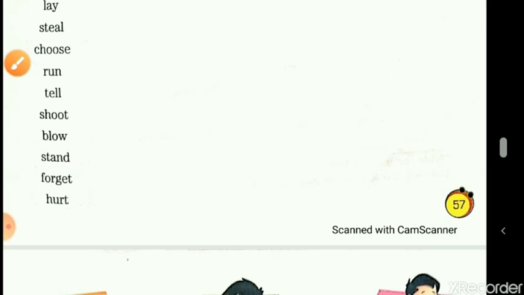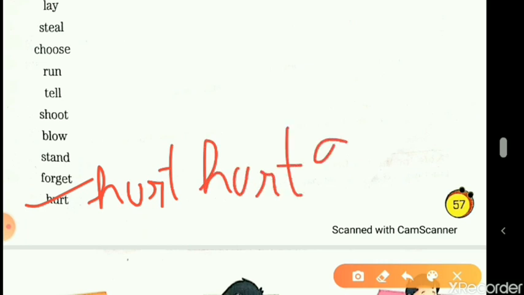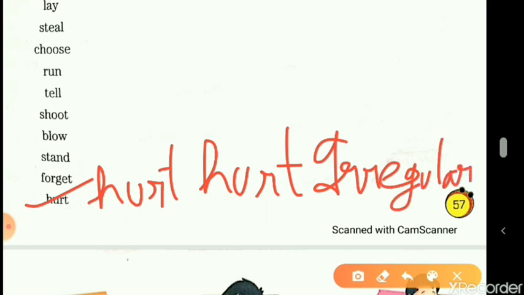Then the last word is hurt. Hurt will remain the same. The spelling and pronunciation will remain the same in all the three forms. And these are also examples of irregular verbs. So I hope students, now the verbs are clear to you.